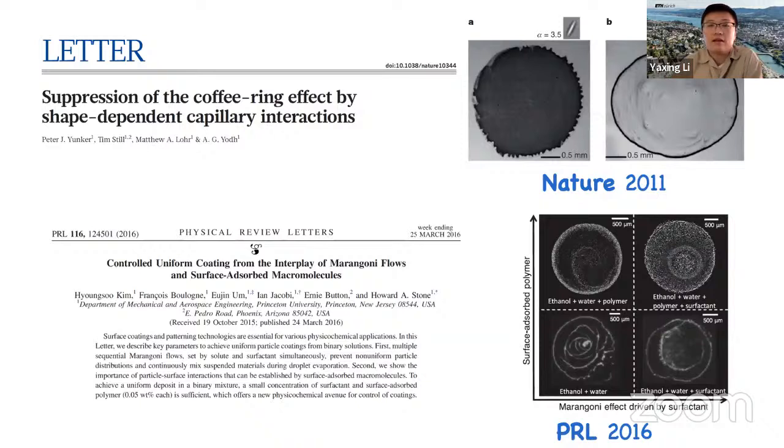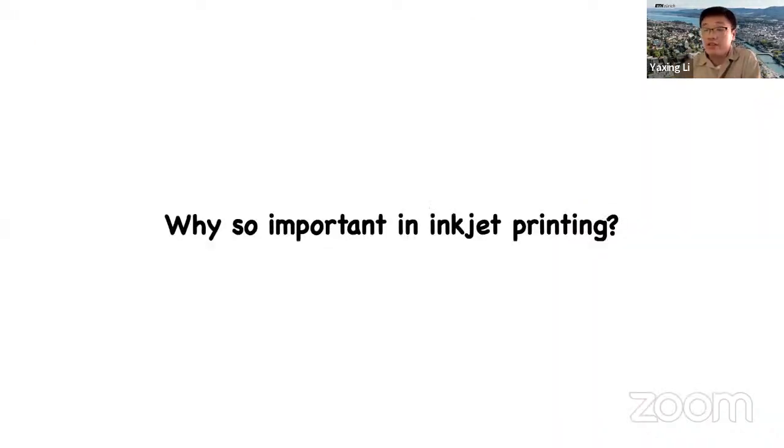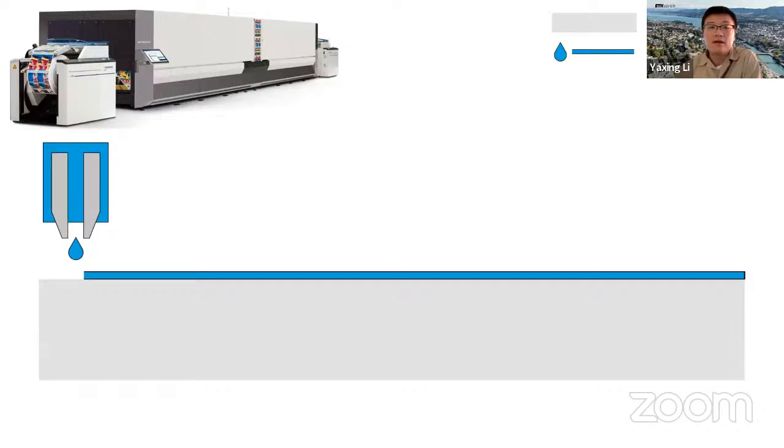So in the last 20 years, a lot of nice papers and great research groups have tried to achieve a method to suppress this coffee stain effect. They use different ways in different scenarios. For example, they use different shapes of particles and multi-component droplets, in many different ways. So why is it so important in inkjet printing, especially for my research topic? In inkjet printing, as I said before, the homogeneous distribution of pigments is really crucial. You don't want the coffee stain effect.